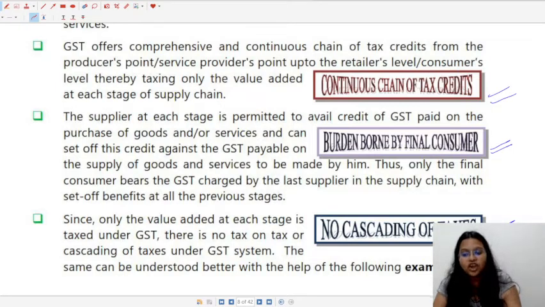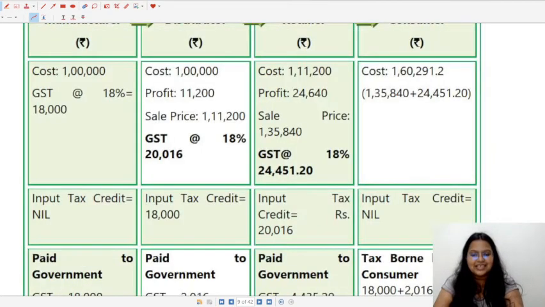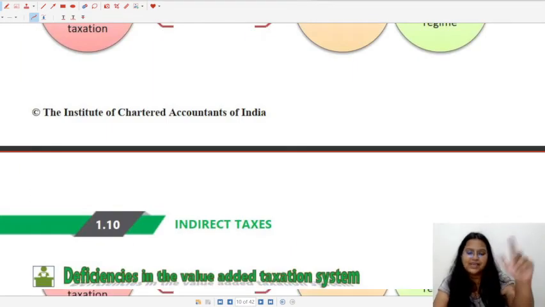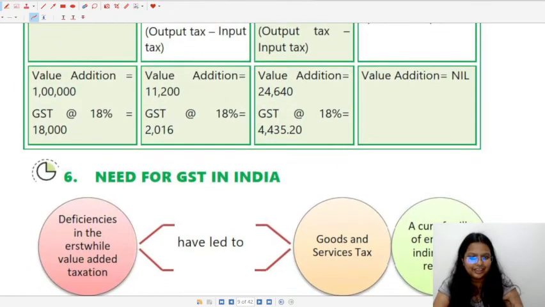Ma'am, now what is the meaning of no cascading of taxes? It means there is no double taxation. At each and every stage, we are taking the credits of the taxes which we have already paid. So there is no cascading of taxes in the GST. Okay, now the next, this is based on our example only, so you can do it very easily.